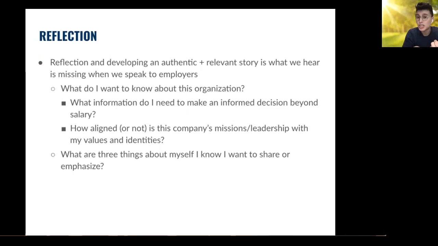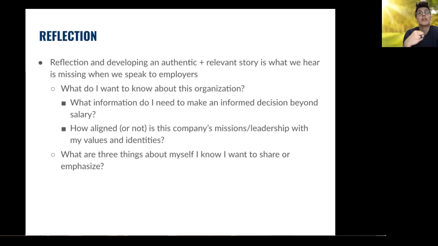What's helpful to know about their mission or who they are or what they value? So what's going to help you make an informed decision about that company that goes beyond salary, right? So what do you want to know about their leadership as well? Also, what are 3 things you want to emphasize about yourself and that you want to share with the employer?